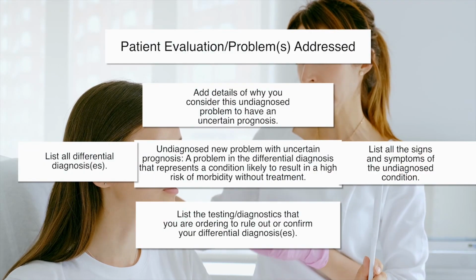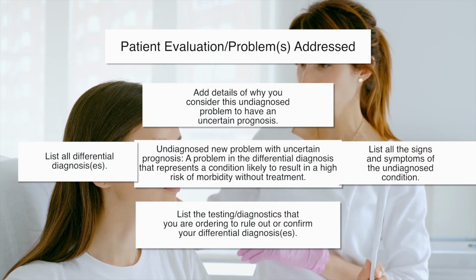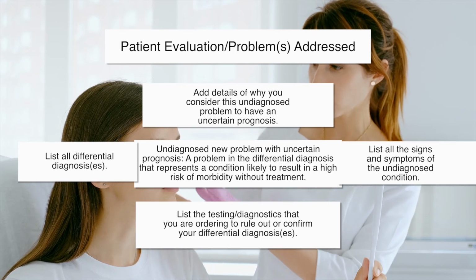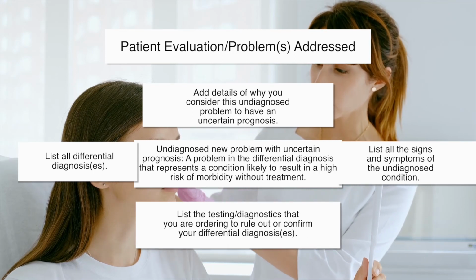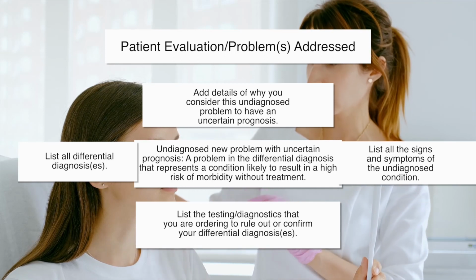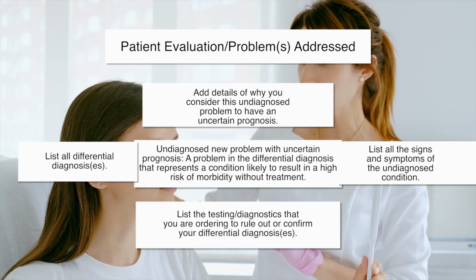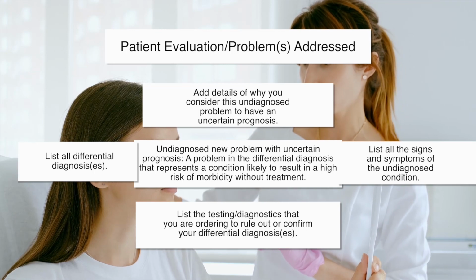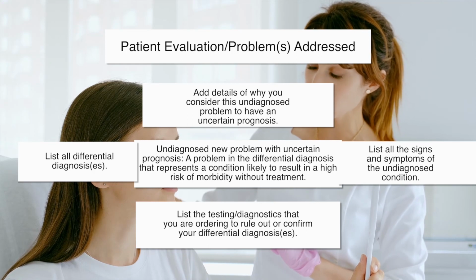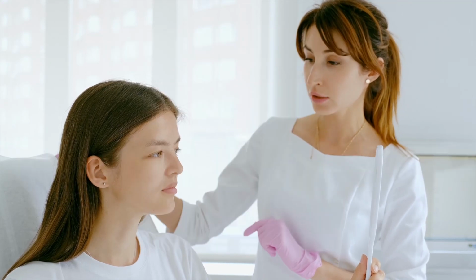An undiagnosed new problem with uncertain prognosis is when a problem in the differential diagnosis represents a condition likely to result in a high risk of morbidity without treatment. List the signs and symptoms along with your differential diagnosis and the testing and diagnostics that you are ordering to rule out or confirm the differential diagnoses.